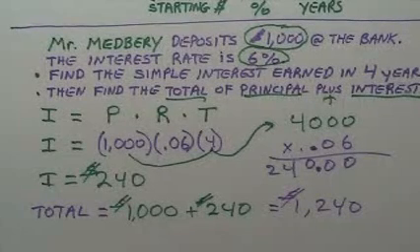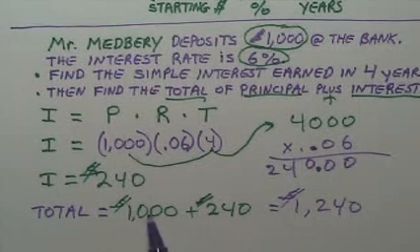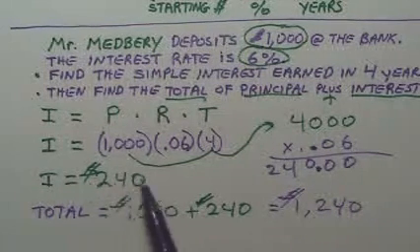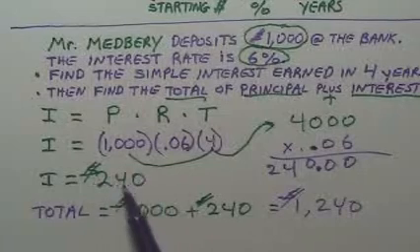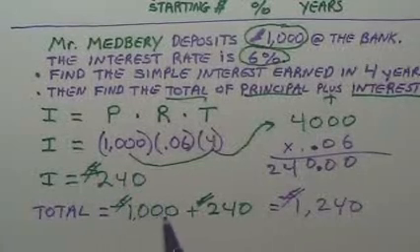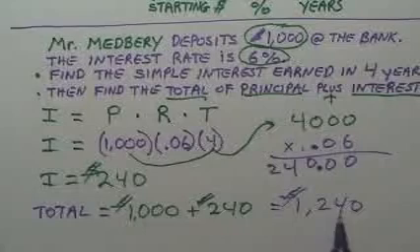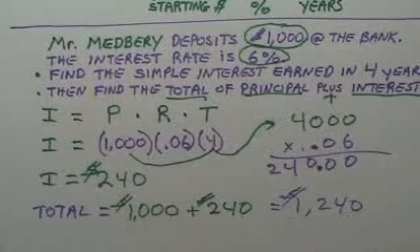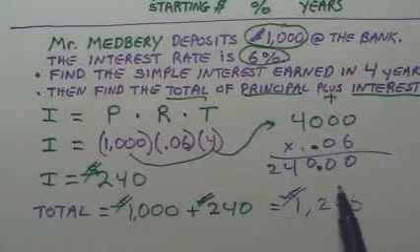And that's our total. So what's happened is I deposit $1,000. After 4 years, I earn $240. The bank will give me $240. So now I have 1,000 plus 240. That's $1,240. And there's my answer.